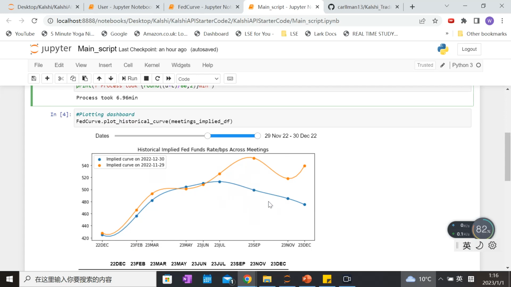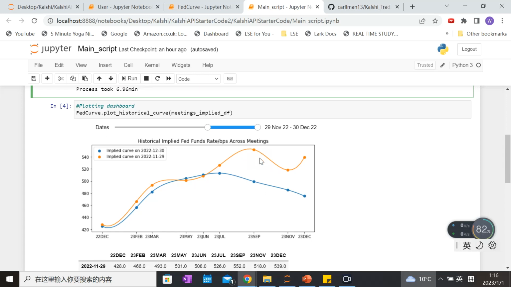So you can see, for example, on the September meeting next year, the expectation has dropped a lot over the past month, which could be following inflation expectation that mainly contributed to it.